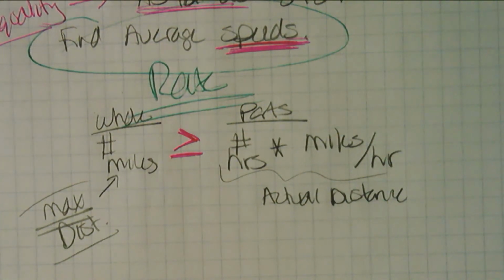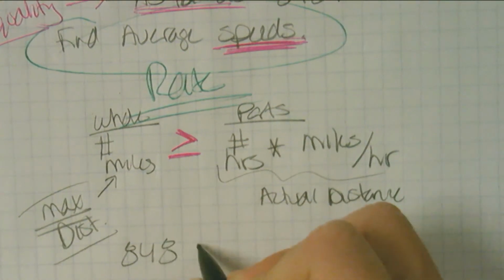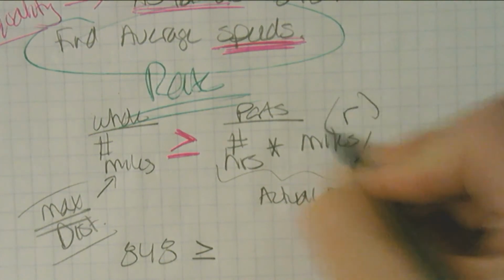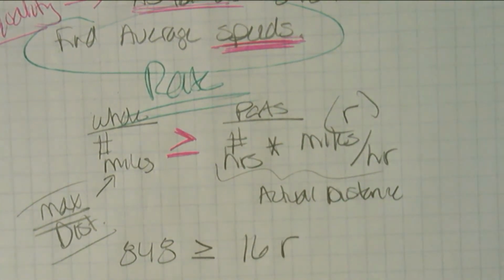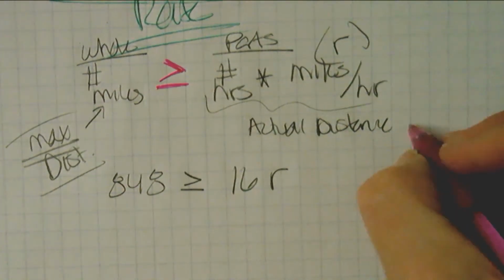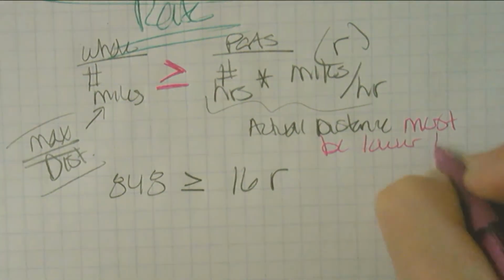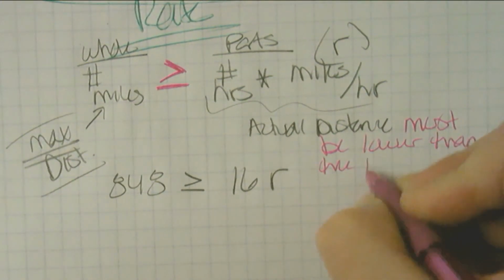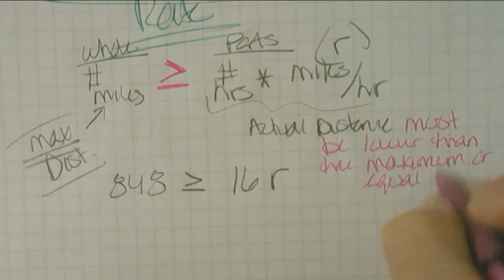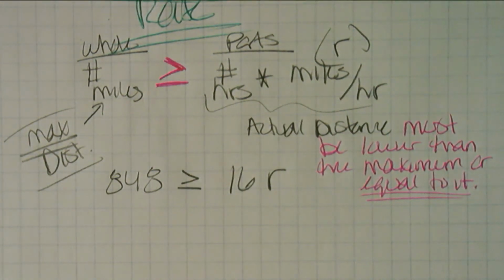All right, so now I'm going to go ahead and write this. I have 848 is greater than or equal to the actual, and I'm going to give R to my rate, 16 times R. So that is what I need you guys thinking. Our actual distance must be lower than the maximum, or equal to it. That's your thought process when you're figuring the inequality symbol part of it out.